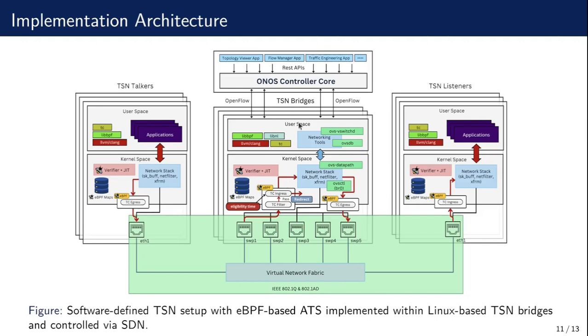The software that we are using here for switching is OVS, Open vSwitch, and for the SDN controller we are using ONOS. The communication between ONOS and the OVS or the TSN bridges is via the southbound API, like OpenFlow, and the configuration of the controller is through REST APIs. TSN talkers generate and send streams to the listener through the TSN bridges. And here eBPF programs are placed at these interfaces at either the ingress or the egress, depending on the functionality.